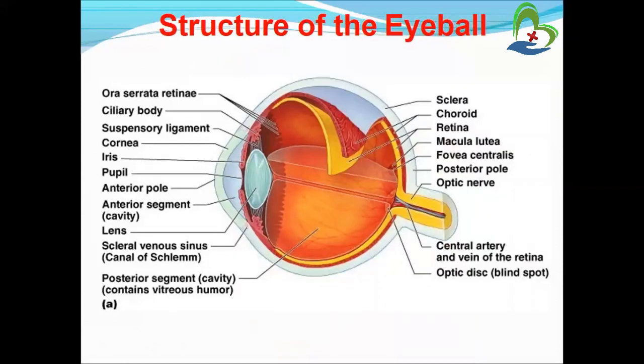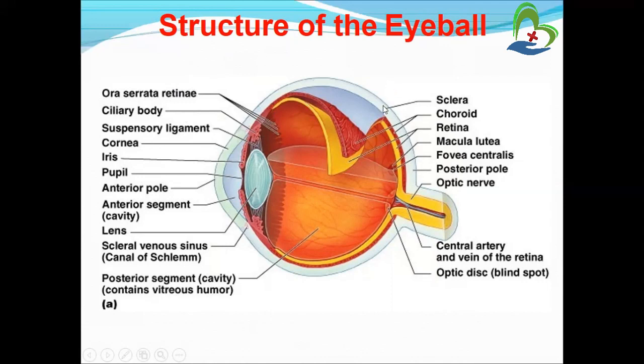Then the structure of the eyeball. As we already learned in the previous slides, the posterior segment is the cavity containing the vitreous humor. This is the scleral venous sinus, the canal of Schlemm. This is the lens, the main portion of the eye. This is the anterior chamber of the eye, the anterior pole. This is the pupil, iris, cornea, suspensory ligament, ciliary bodies and retina.